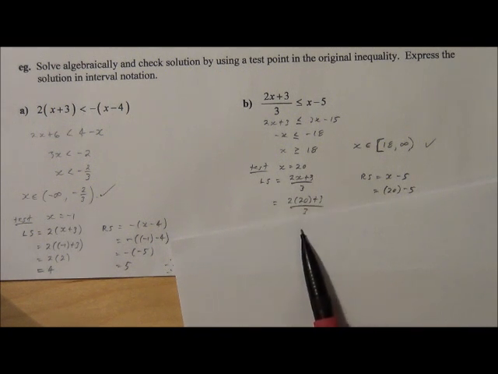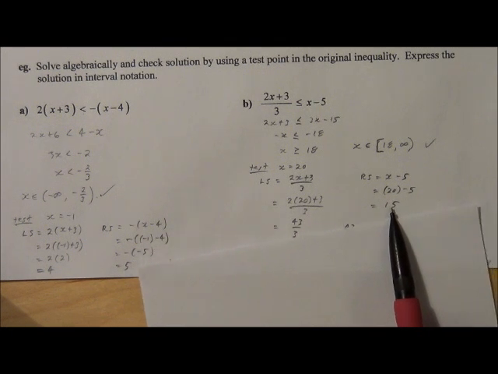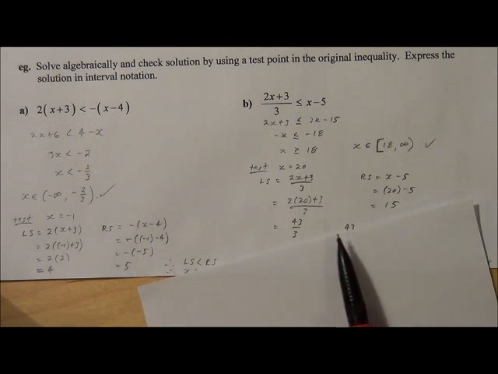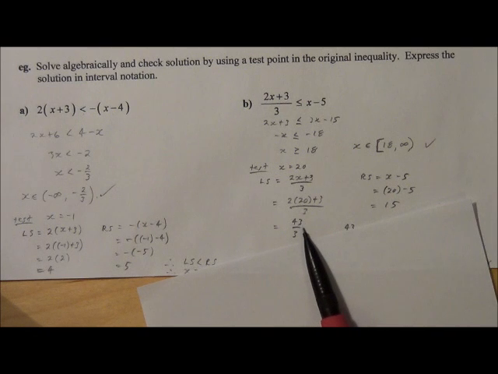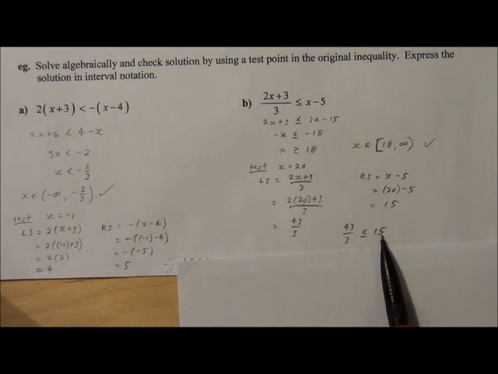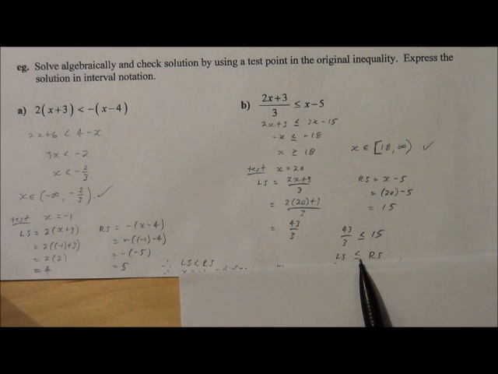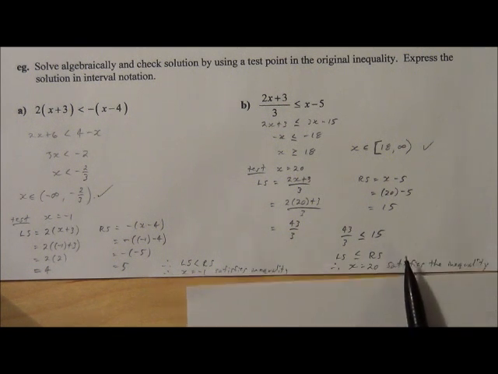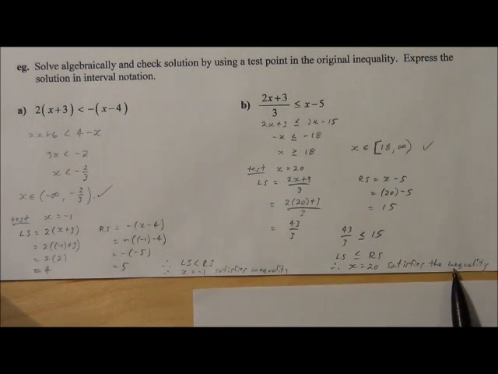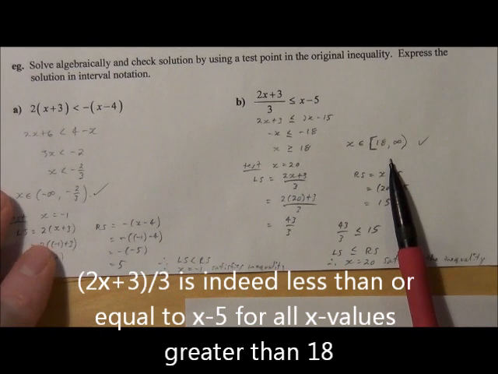40 plus 3 over 3 is 43 over 3. And 20 minus 5 is 15. So if we were to divide this, we would see that 43 thirds is less than or equal to 15. And if that's the case, then that means that the left side is indeed less than or equal to the right side. Therefore, x equals 20 satisfies the inequality. Therefore, this interval notation does check out.